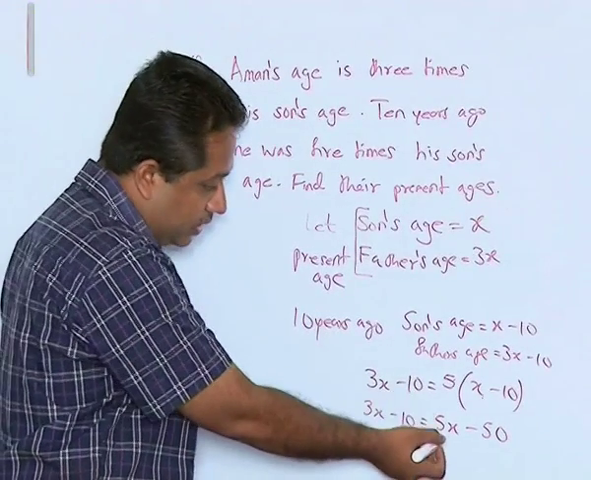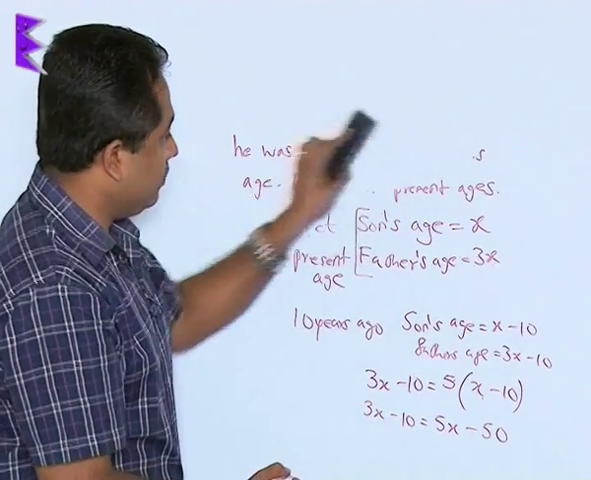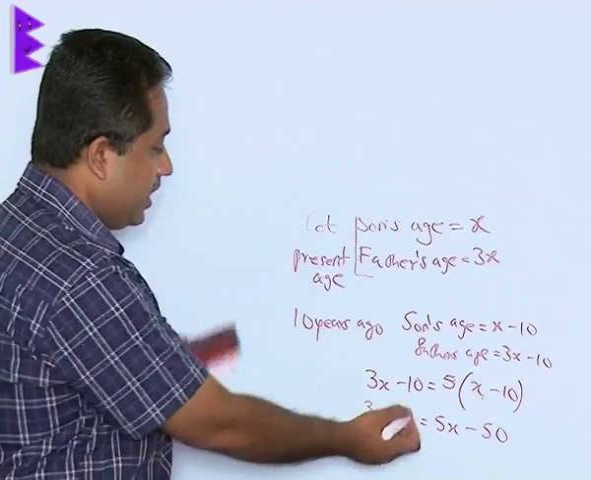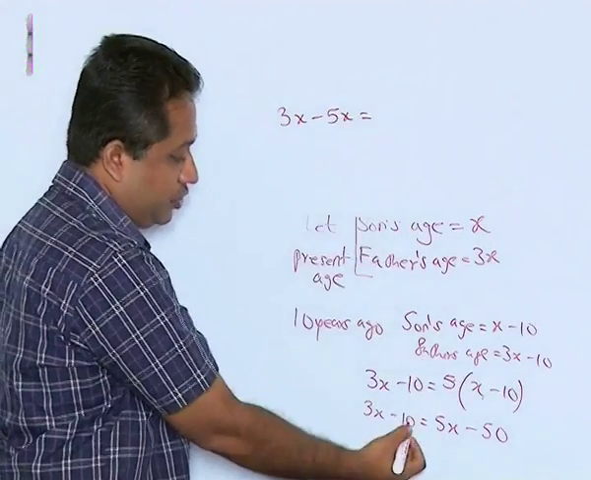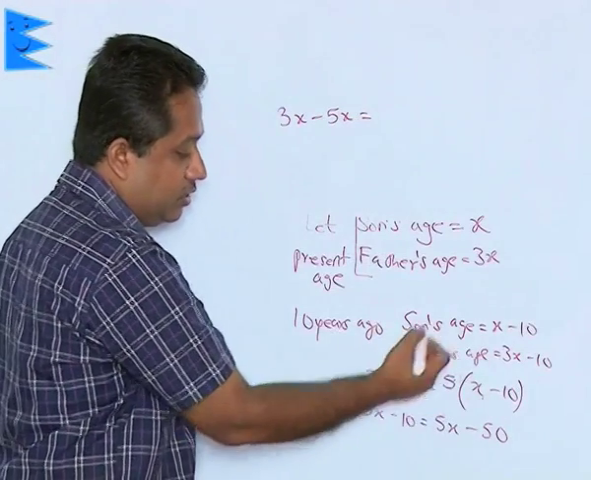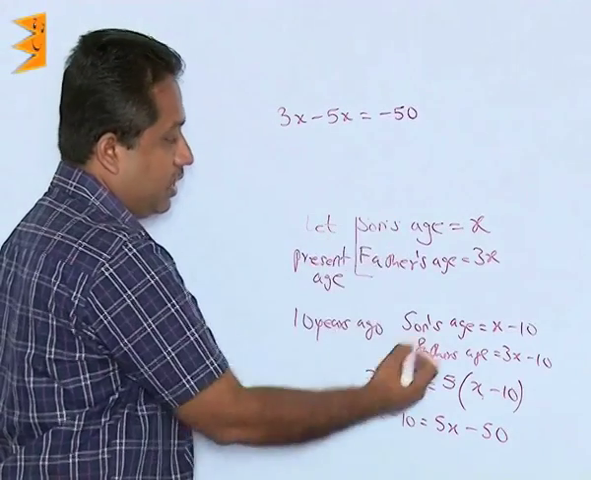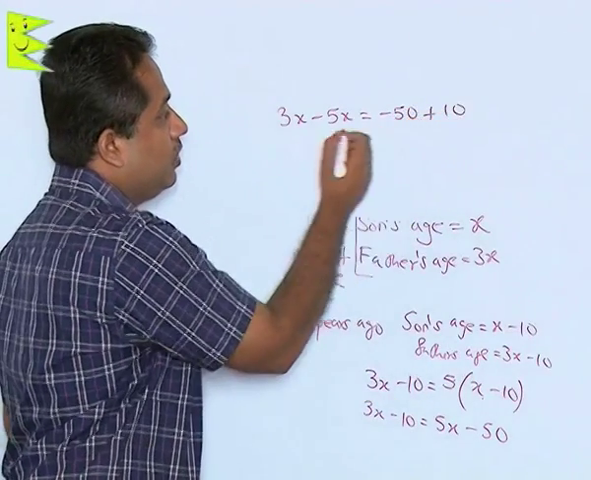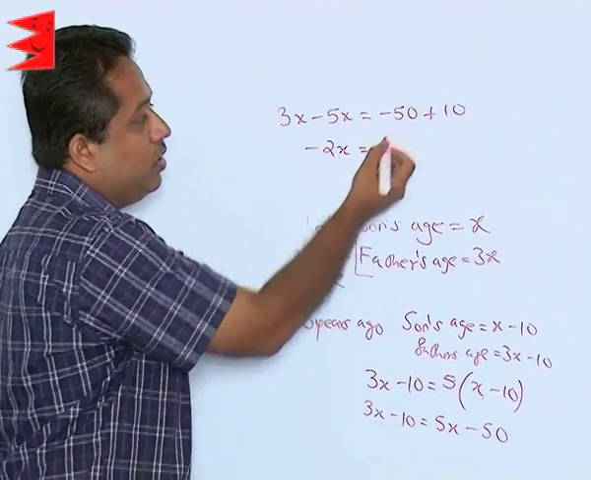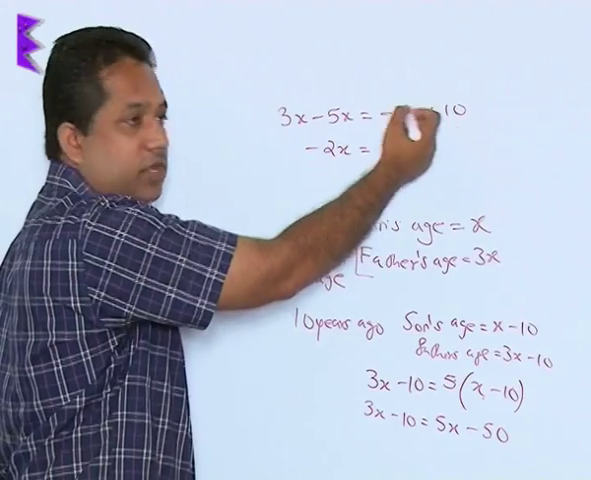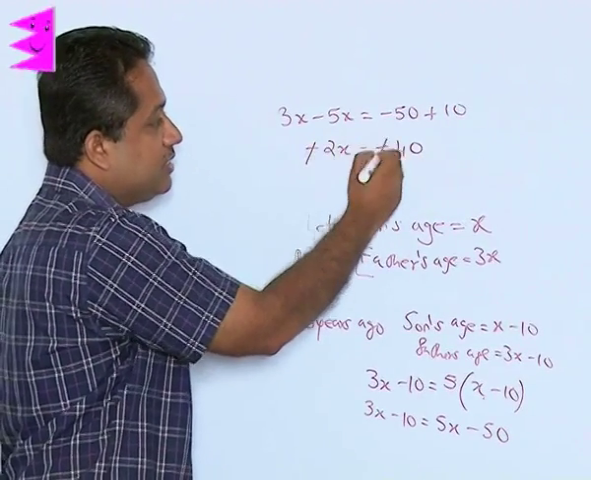Now, the next step will be bringing the like terms together. Bringing the like terms together, this 5x will be shifted to the left side. So, when we shift that to the left side, we get 3x minus 5x is equal to, we will shift this minus 10 to the right side. So, minus 10 will become positive. So, this will be minus 50 and this is going to be plus 10. Now, 3x minus 5x we get minus 2x is equal to minus 50 plus 10, which will give you minus 40. Negative terms on either side, so we can cancel it out.